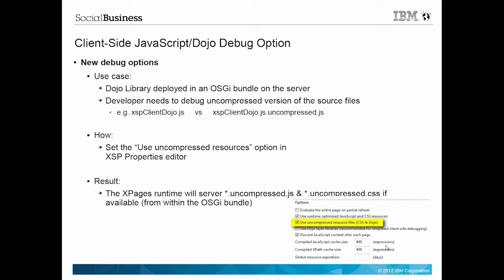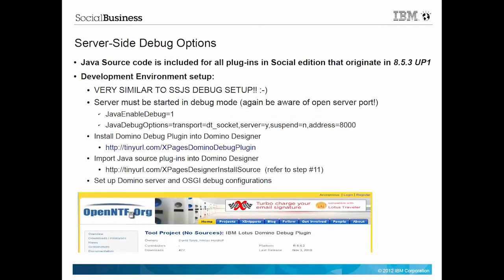This allows you to use uncompressed resource files, so that when you enable this option, the next time you hit an XPage on the server where this is enabled, or in the application where this is enabled, all of the Dojo CSS and JavaScript files will be downloaded in an uncompressed format, which makes it much easier to debug that source.